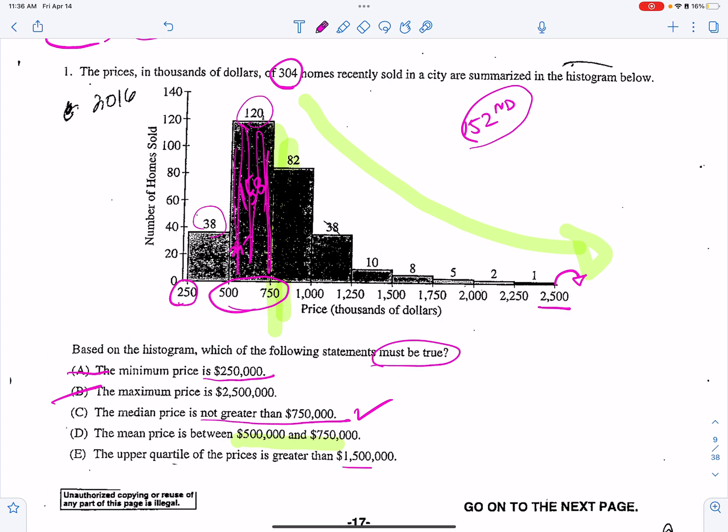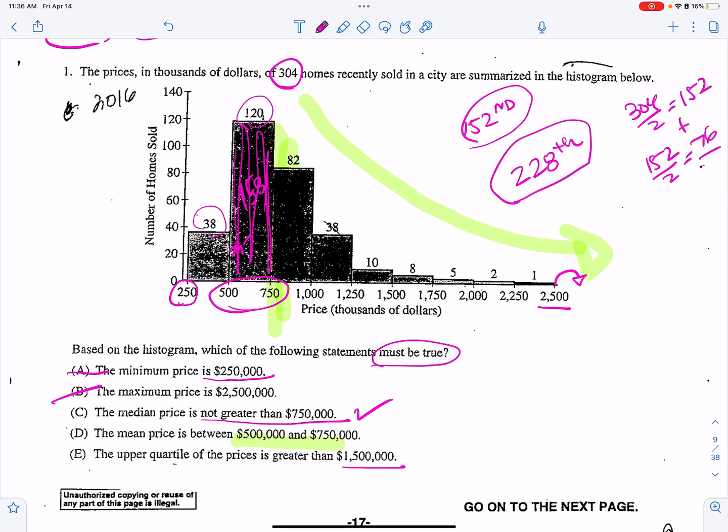Upper quartile is greater than 1.5, and so you could do the same thing. You could say 304 divided by 2 is the 152nd point, divided by 2 again is 76. 152 plus 76 is 228. So my 228th point, or subtract the 76th point from there. And it says greater than this point here, which clearly that's not it because you can see I need 76 points, and that's not there. So that can't be it.